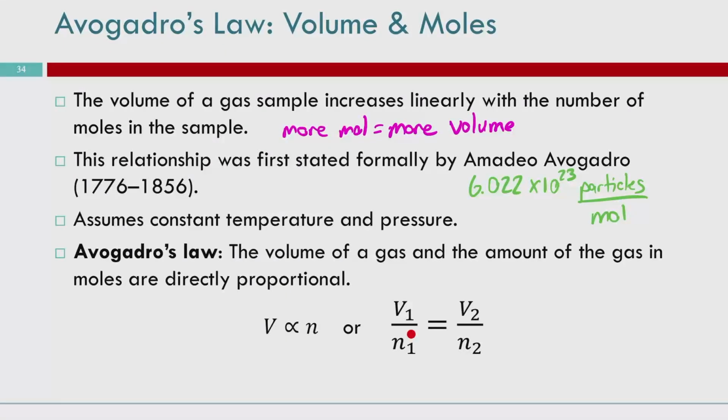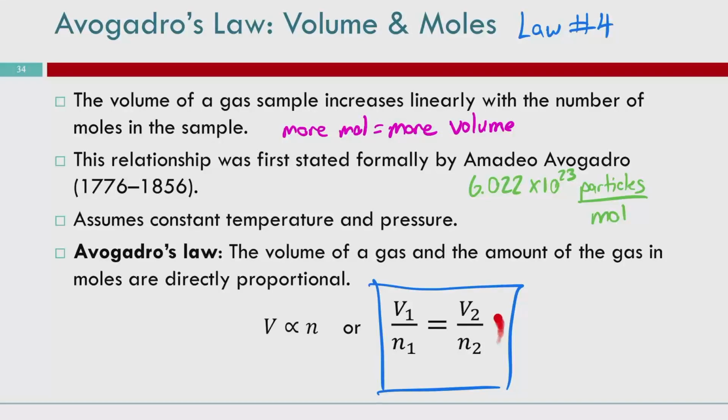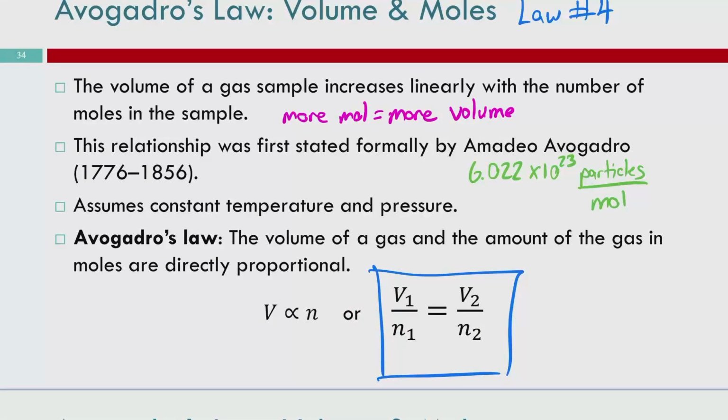And this statement, or this equation, or law, looks pretty similar to Charles' law. We've got V on top and something else on the bottom. So if you want to memorize something for Avogadro's law, V over N is probably what you would want to memorize.